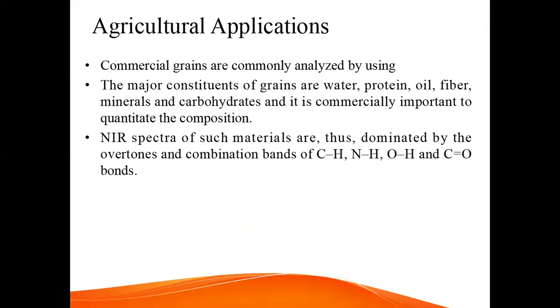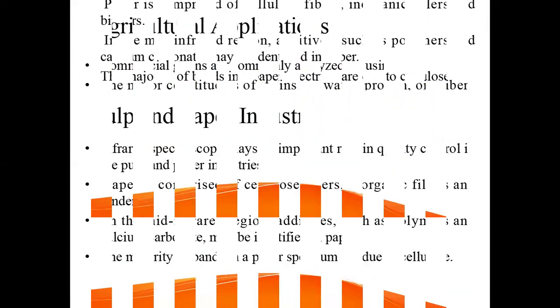Agriculture applications. Commercial grains are commonly analyzed by using the major constituents of grains, which are water, protein, oil, fiber, minerals, and carbohydrates, and it is commercially important to quantify the composition. NIR spectra of such materials are thus dominated by the overtones and combination bands of carbon-hydrogen, nitrogen-hydrogen, oxygen-hydrogen, and carbon double bond oxygen bonds.